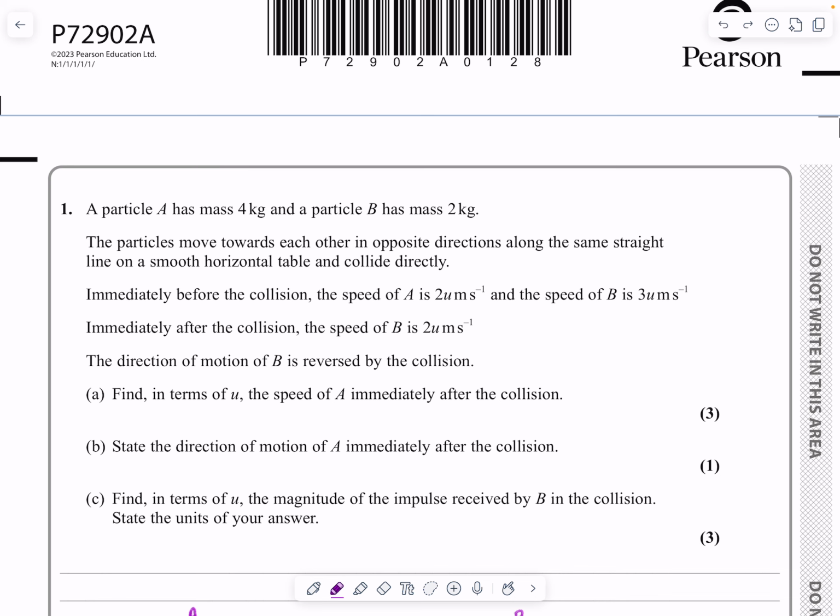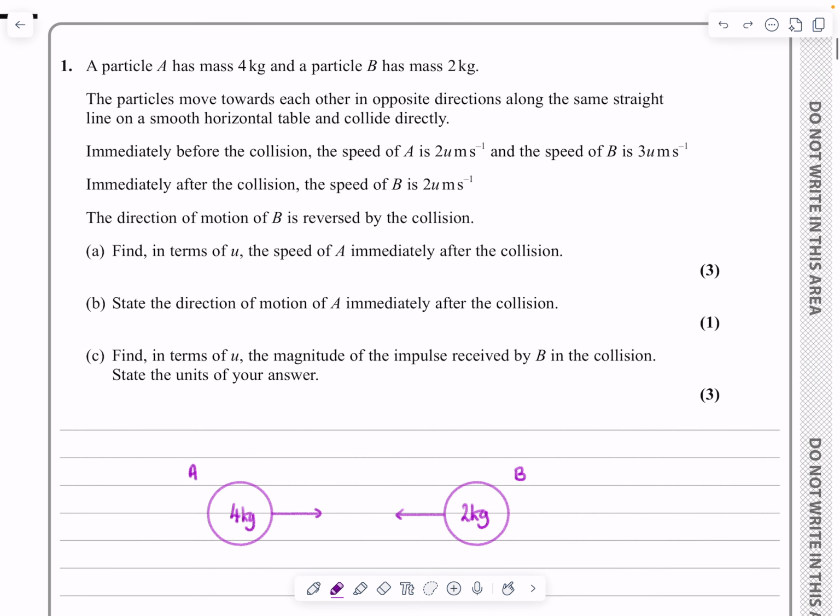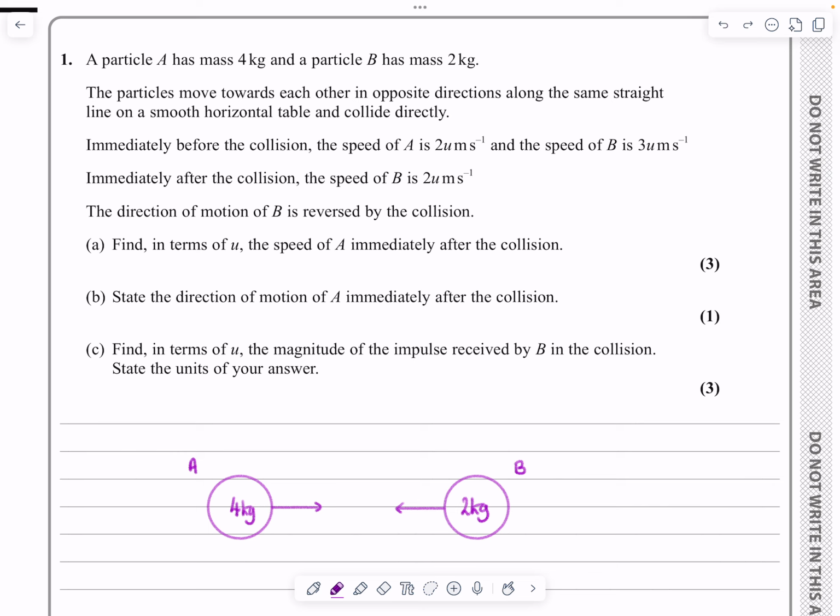If you take time to read through the question, while you're doing that, you'll see that I've already drawn out the first diagram. We've got these two particles, A and B, of mass 4 and 2 respectively, which are moving towards each other. It's going to tell me what's going on beforehand, what's going afterwards, and then it also tells me the direction of motion of B is reversed by the collision, and asks, can we find, in terms of U, the speed of A immediately after the collision?